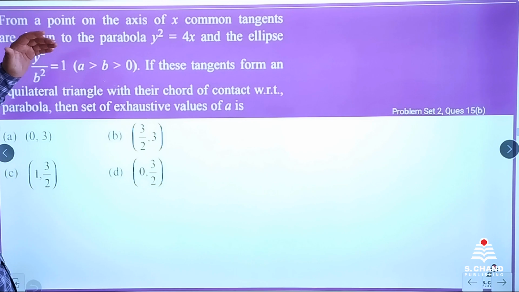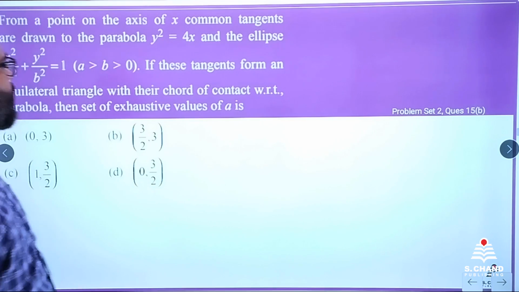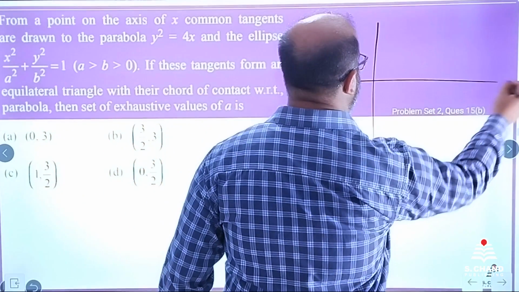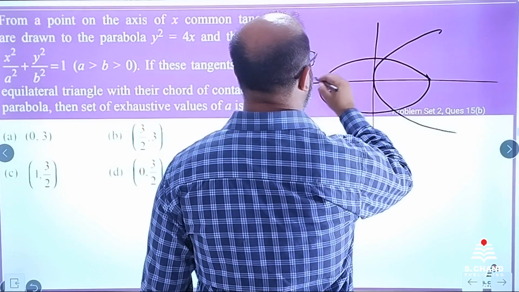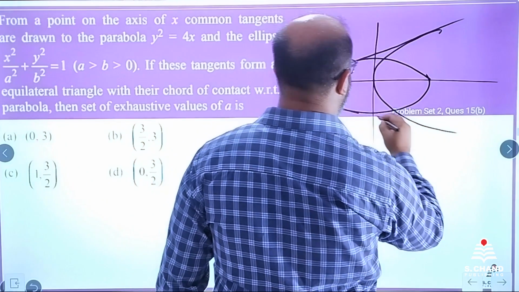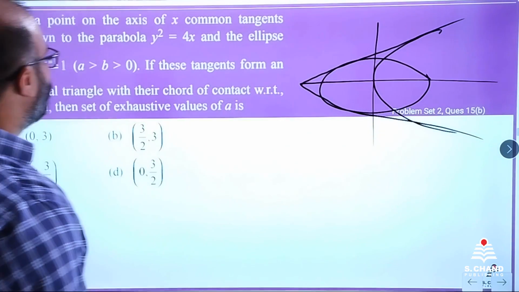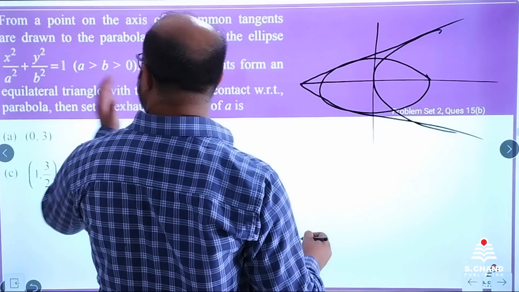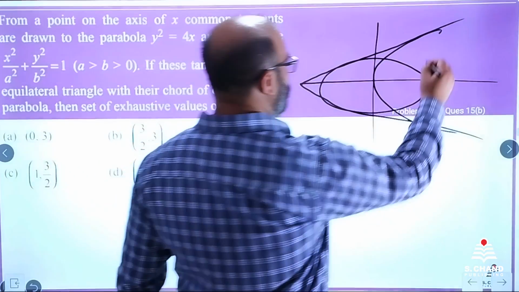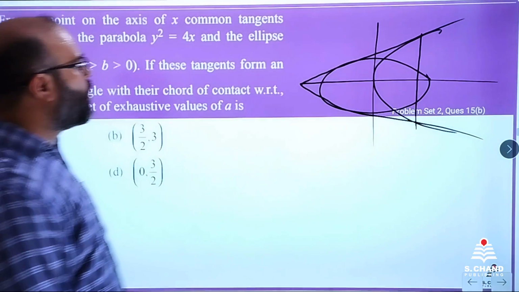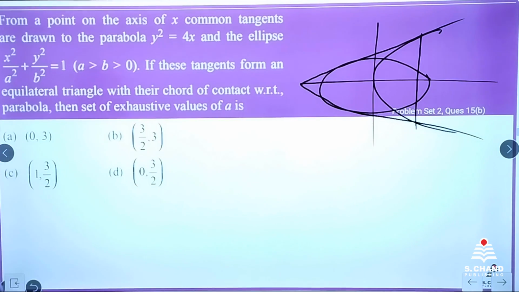From a point on the axis of x, common tangents are drawn to the parabola y square equal to 4x and the ellipse x square by a square plus y square by b square equal to 1, a greater than b greater than 0, that means it is a horizontal ellipse. So from here we get a diagram something like this: this is the parabola, this is the ellipse, and there is a point here from where two tangents can be drawn, which are the common tangents, and then we have the chord. If these tangents form an equilateral triangle with their chord of contact with respect to the parabola, then the exhaustive values of a is.